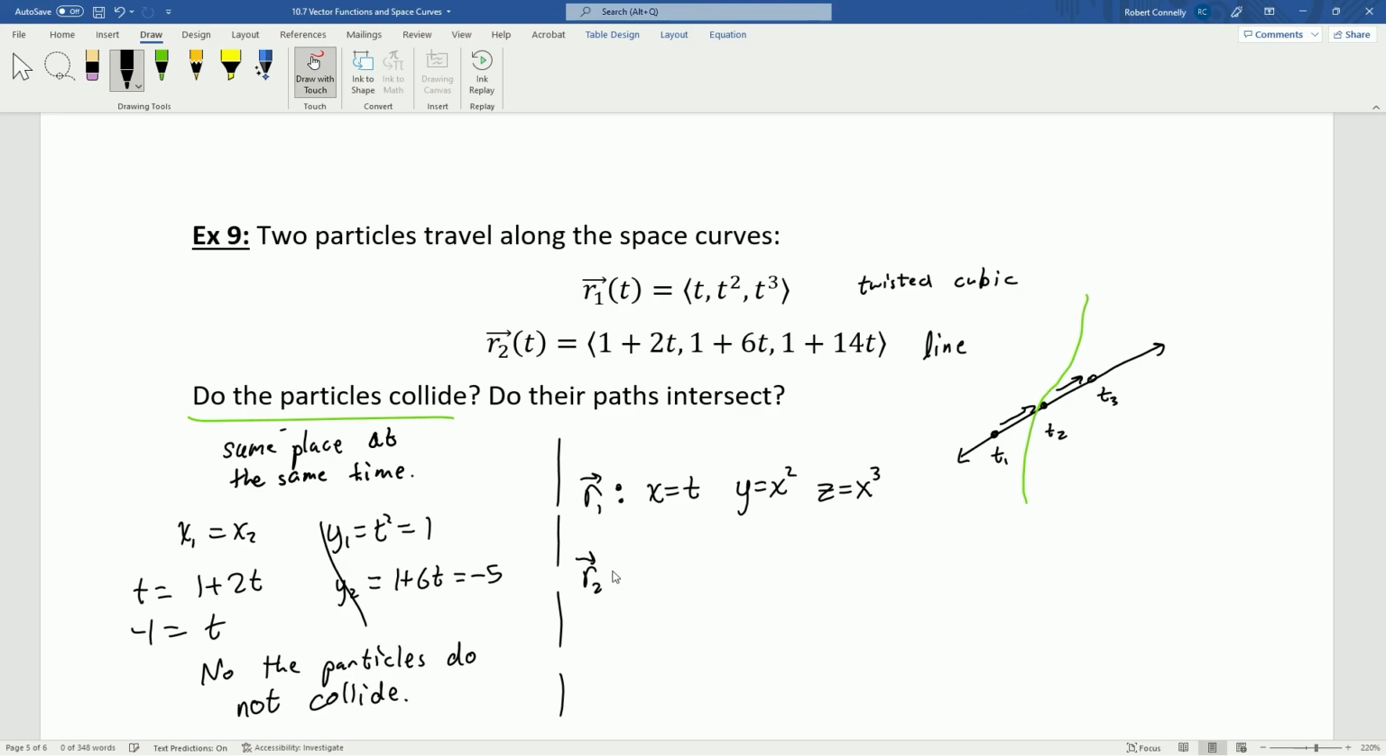And now for R2, we've got x equals 1 plus 2t. Now we need to solve this for t, so t equals x minus 1 over 2. So that means y equals 1 plus 6t, so that's 1 plus 6 times x minus 1 over 2. That's 3x minus 3 plus 1. So that's 3x minus 2.